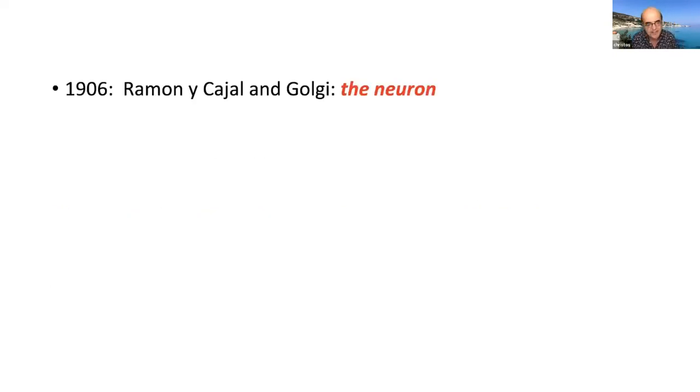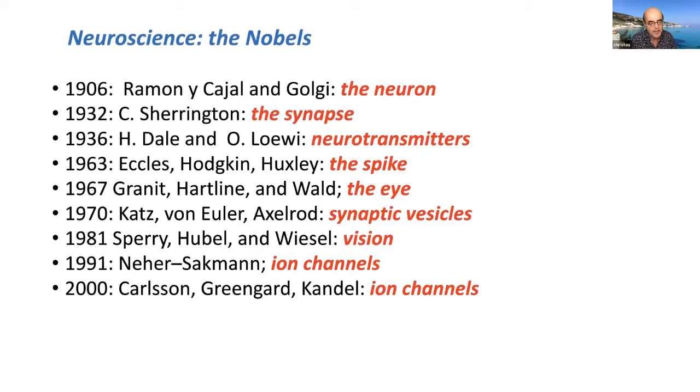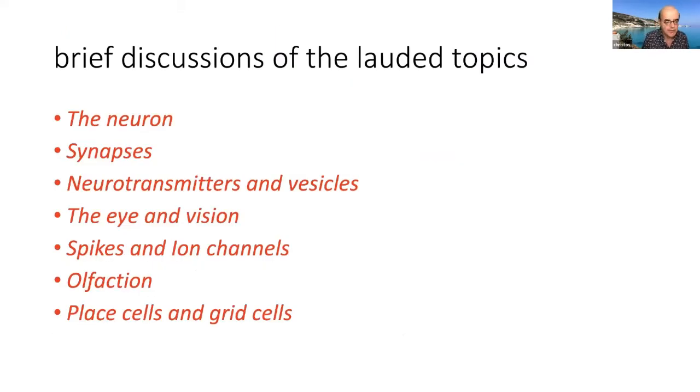Essentially this started neuroscience. Okay, here are the Nobels. Every 10 years, almost to the clock, there is a Nobel in neuroscience. And I'm going to structure this first lecture, this first tutorial, on these scientific achievements that were lauded by the Nobel Committee. So this is what I'm going to tell you about.